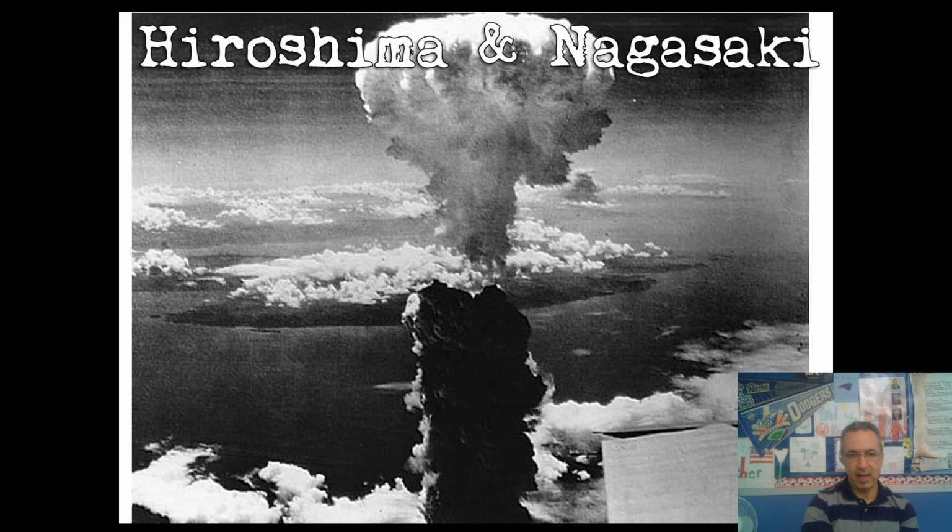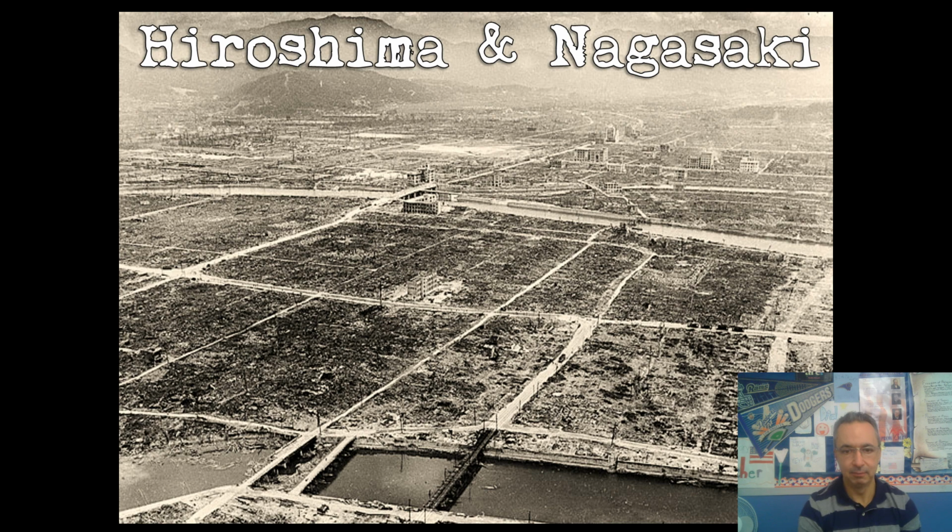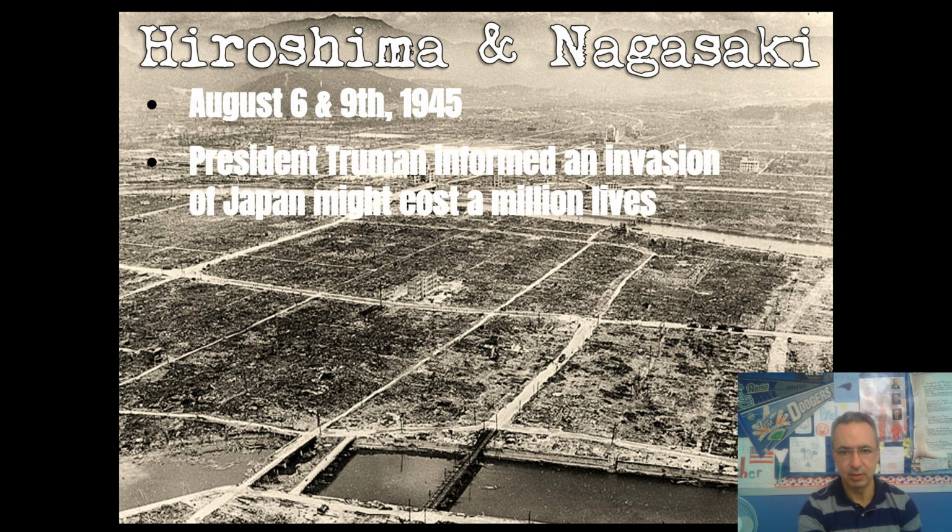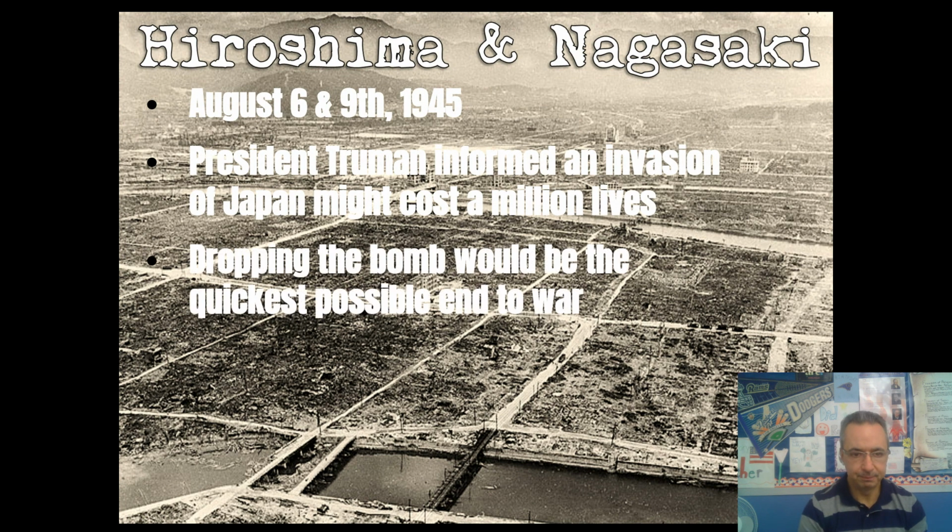And of course, we have two devastating atomic bombs that are going to be used on the Japanese cities of Hiroshima and Nagasaki. You can see there what's left over, basically nothing after the atomic bomb is dropped. Two bombs, August 6th and 9th of 1945. President Truman was informed an invasion of Japan might cost 1 million lives, so he decided to use the atomic bombs instead. Dropping the bomb would be the quickest possible end to the war.